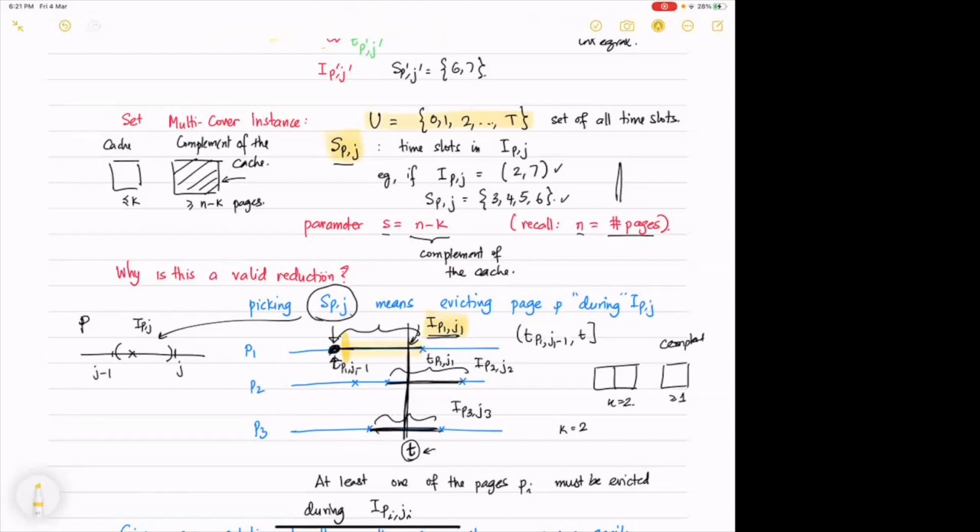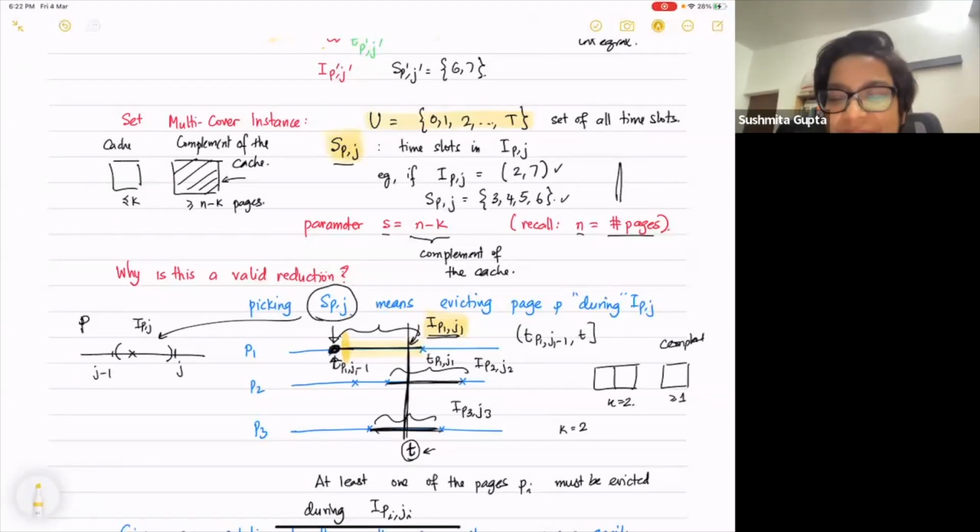Similarly, if you have a caching solution for me, then whenever you evict a page, I will know which interval that page was present in at that time, and I will pick that set S_{p,j}. So essentially, this is the reduction between the 2 problems.